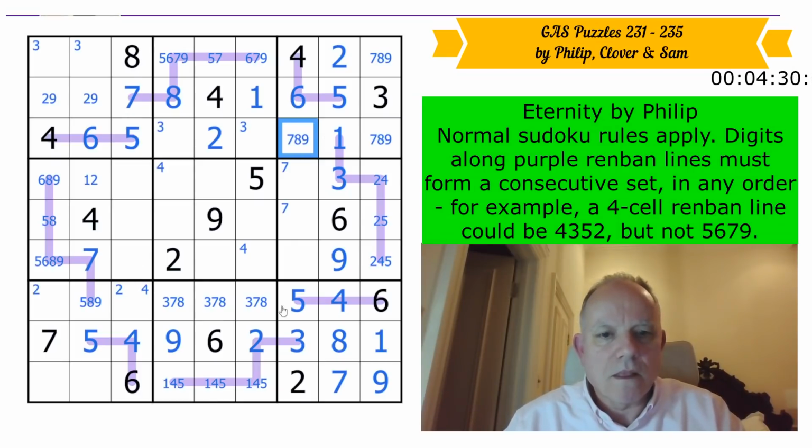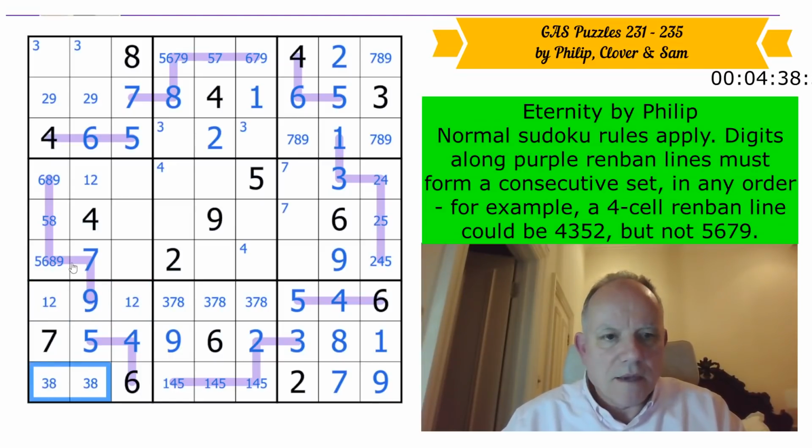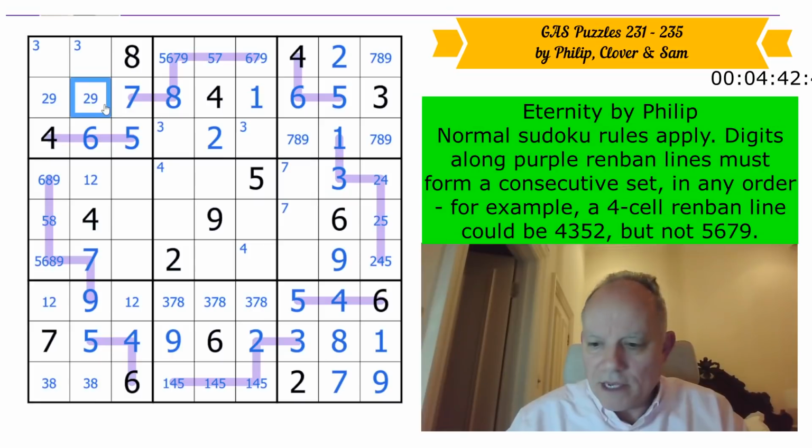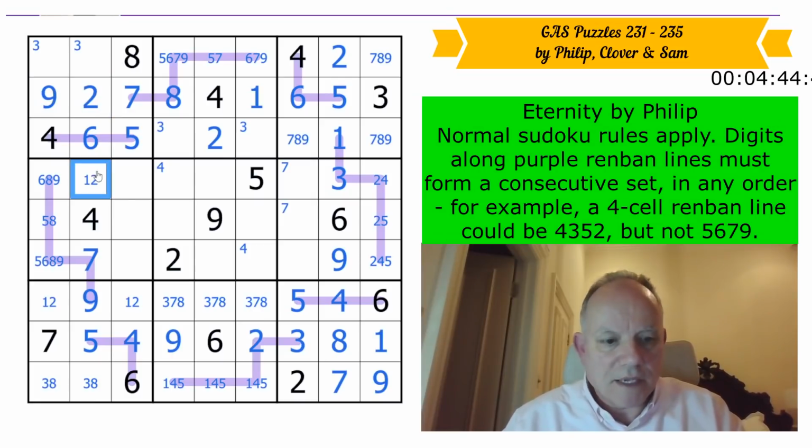5, 4, 6, 3, 7, 8. That has to be 9. These now are a 1, 2 pair. These are a 3, 8 pair. I'm not going all that fast, but I am getting through this now. That 2, 9 is resolved. That makes this a 1.